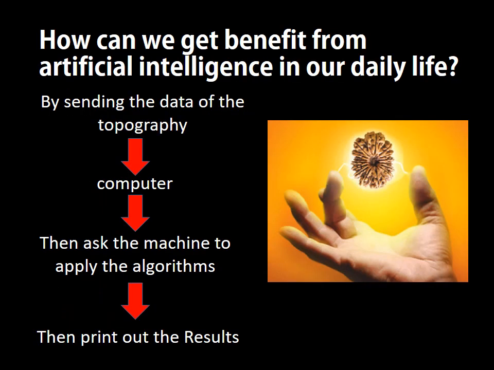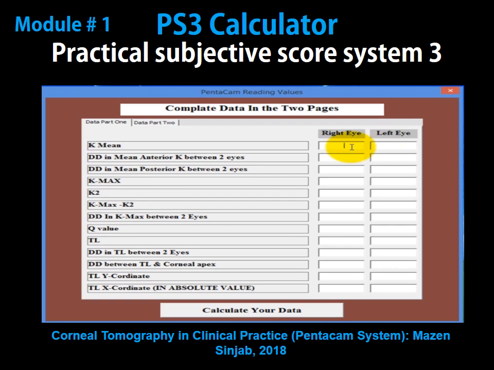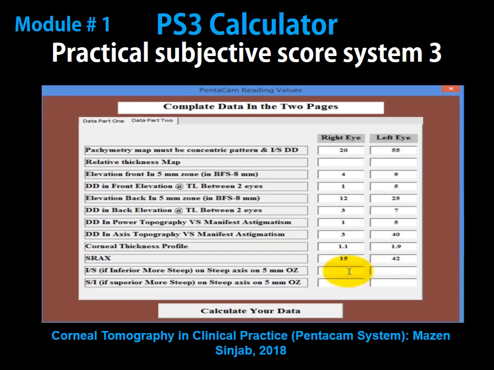So, how can we benefit from artificial intelligence in our daily life? We can get this benefit by sending the topography data to the computer or the machine. Then we ask the machine to apply the algorithms, and then we can print out the result. As you can see in this video, this is module number 1 for the practical subjective score system 3. In this module, we can enter all the topography data of the right and the left eye.